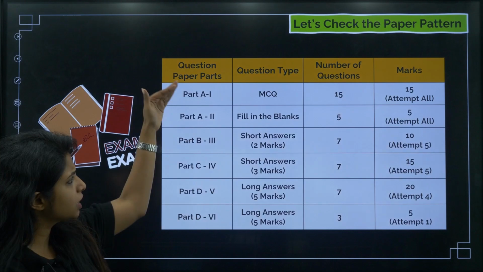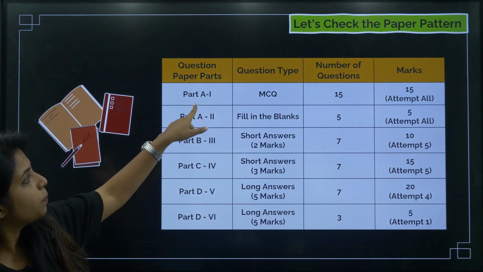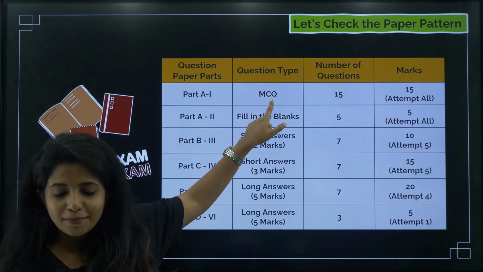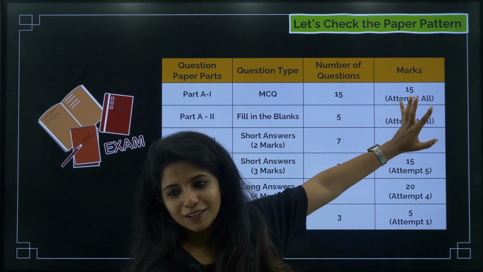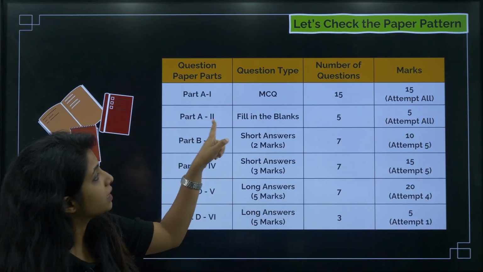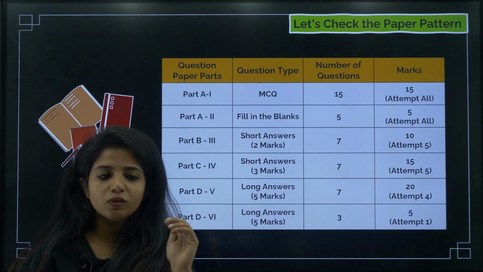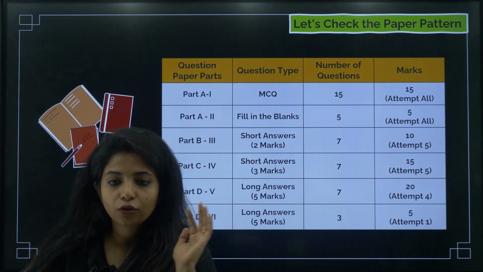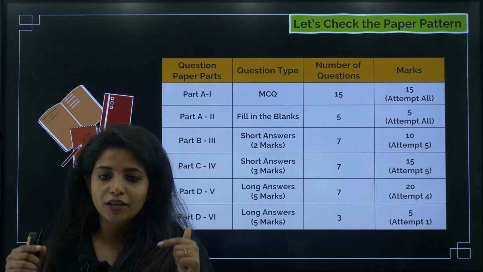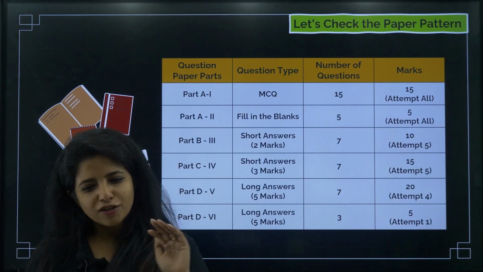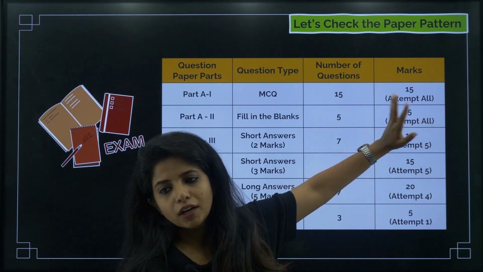Children, you will be having 6 parts. Part A is divided into 2, the rest are single parts. Part A1 will have MCQ questions, 15 of them. If you attempt all of them, you get 15 marks. Part A2 will have 5 fill in the blanks questions. There will be a sentence with a blank and you have to fill it, but they will give you options as to what has to be filled. I'll show you a question like that, and you have to attempt all. One mark each, so you get 5 marks.